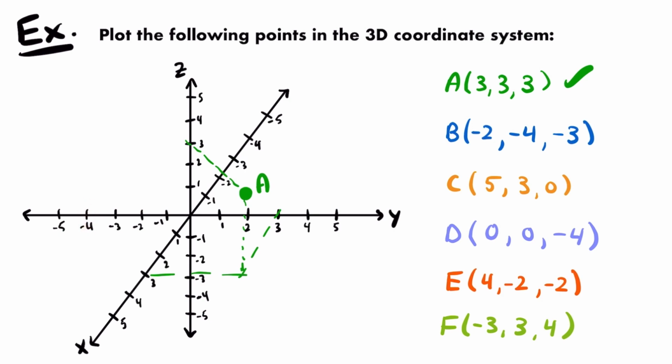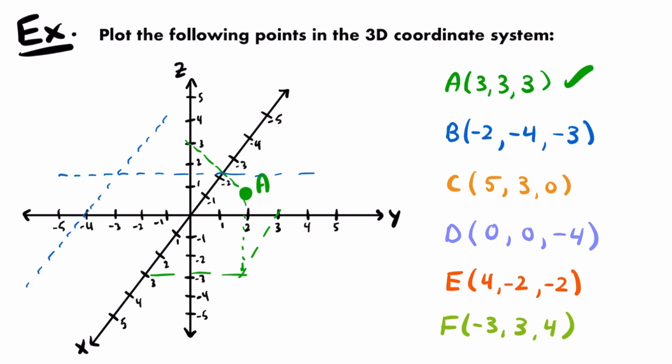So what we want to do, just like we did with the previous point, is draw some parallel lines. We want to draw a line through x equals -2, that's parallel to the y-axis, and then we want to draw a line through y equals -4, that's parallel to the x-axis. And so let's do that. Here's our line crossing through x equals -2, that's parallel to the y-axis. And then here's our line crossing through y equals -4, that's parallel to the x-axis.